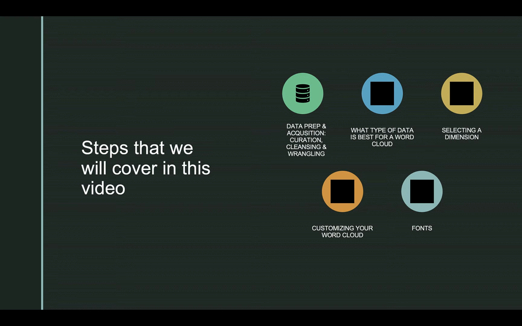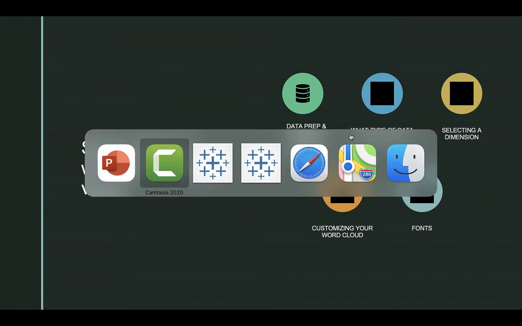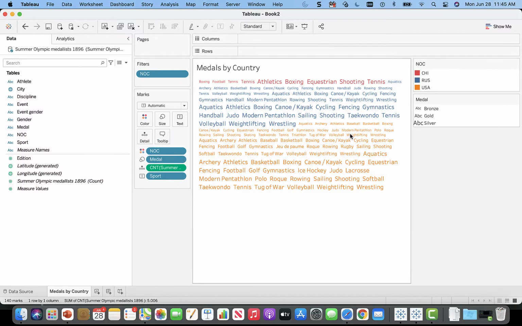We're going to focus on selecting the proper dimension for a word cloud, customizing your word cloud, and because it is a word cloud, we're going to look at fonts and those kinds of things. So here we go. Let's take a look at this. We're going to start off by doing this exercise in Tableau. You see here, I've already had one created.